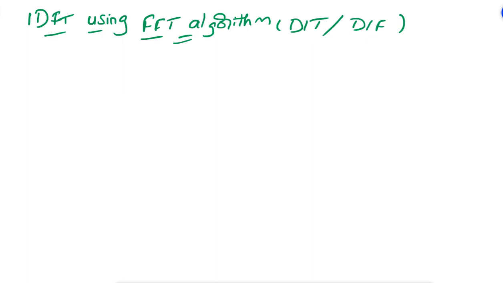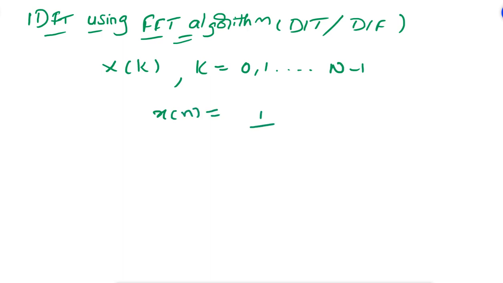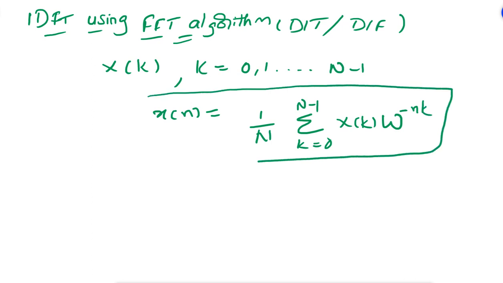So the inverse discrete Fourier transform of an N-point sequence given by X of k, where k exists between 0, 1 and so on up to N minus 1, is defined as x of n equal to 1 by N sigma k equal to 0 to N minus 1 X of k and the twiddle factor W to the power minus nk. So this is the formula for inverse discrete Fourier transform, IDFT of X of k.